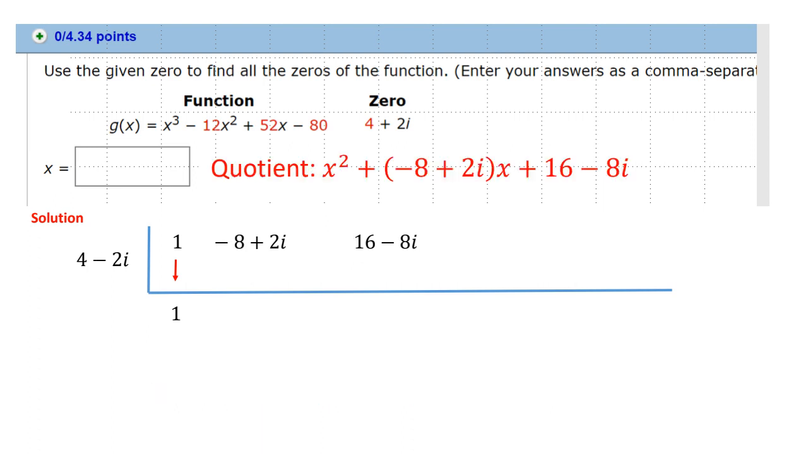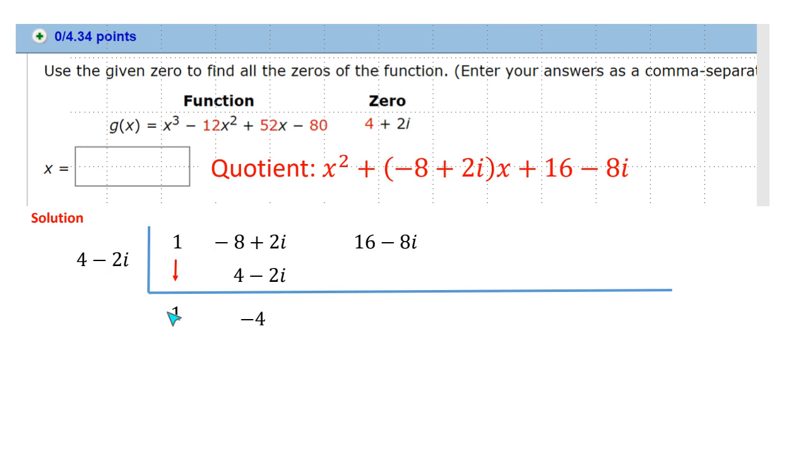So now what we can do is, since 4 plus 2i is a 0, that also means that 4 minus 2i, which is its conjugate, is also going to be a 0. So my quotient, my coefficient for x squared is 1. Then my coefficient for x is -8 plus 2i. Then I have 16 minus 8i. So I start synthetic division again.